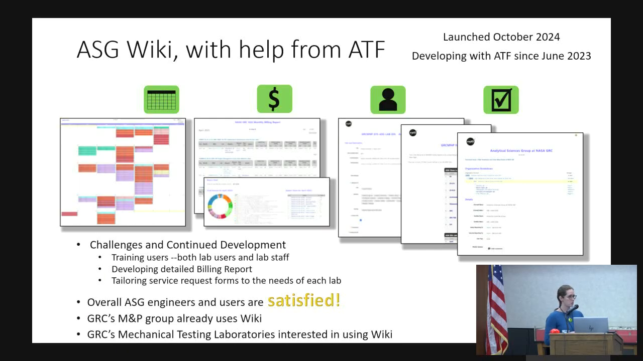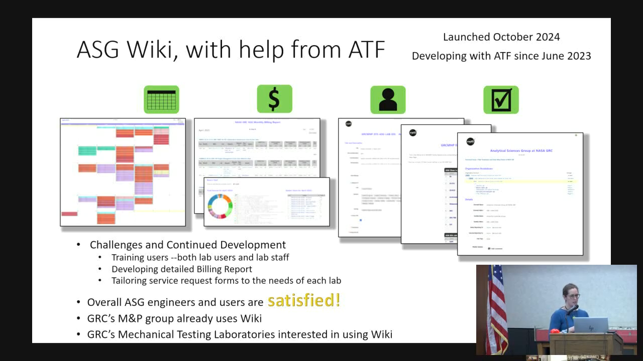So some of the other researchers in my area over at Lewis Field, they had reached out to Rich and have a wiki-based system for a materials and process group. So they introduced me to Rich, and we got the ball rolling with setting up an ASG, the Analytical Sciences Group wiki, to help with everything. So we've been working with Rich and Lexi since about June of 2023, and we finally launched this in October of 2024, which was really, really exciting.